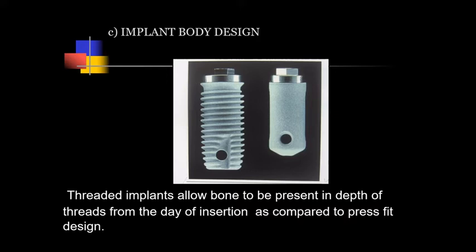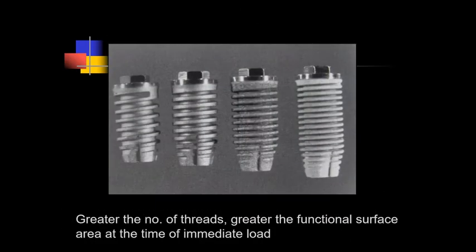And a threaded implant allows bone to be present in the depth of the threads from the day of insertion, and so the functional surface area is greater during immediate loading. So a threaded implant design is more beneficial than a press fit because, for the immediate loading protocol, its design features do not require integration to resist loads, and it also has greater surface area to resist occlusal forces. The number, spacing and orientation of the threads also affect the amount of area that is available to resist the forces during immediate loading. So the greater the number of threads, the greater the functional surface area at the time of immediate loading.